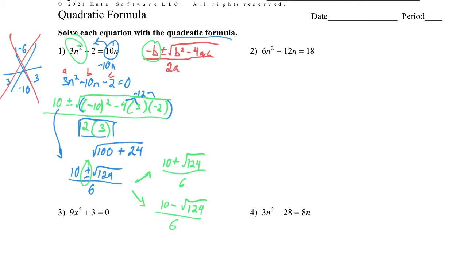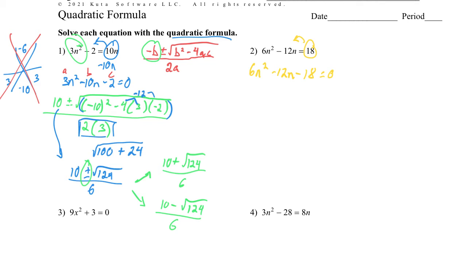Okay, so let's take a look at number 2. So the first thing you want to do is always get them equal to 0. So we're going to move this 18 to the other side. To do that, you're going to change the sign. So we have 6n squared minus 12n minus 18 equals 0. And then once you have it equal to 0 and it's in ABC order, then you plug into your formula.